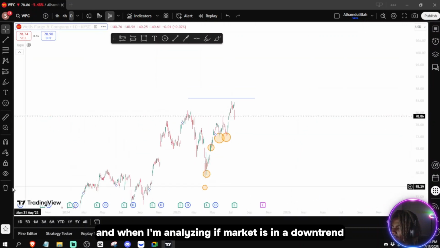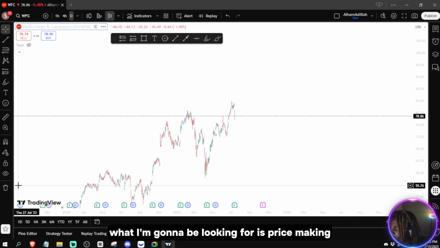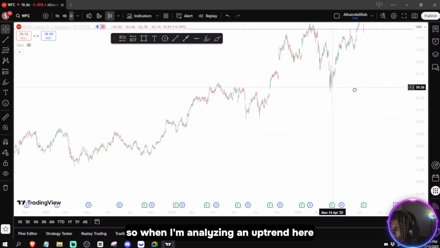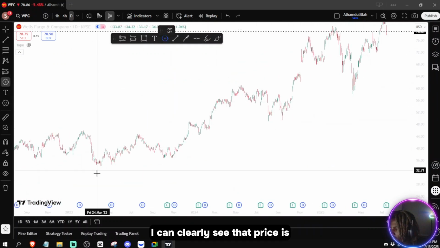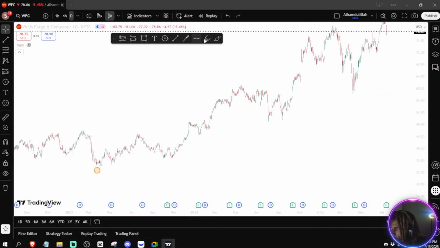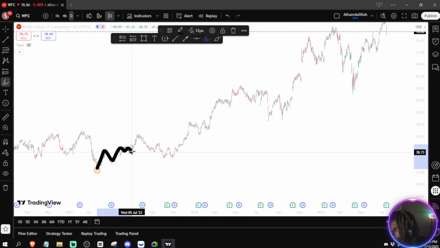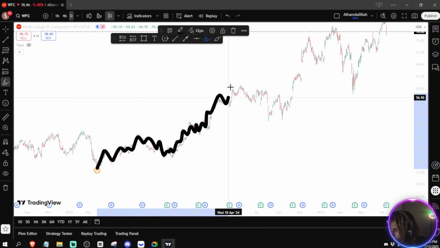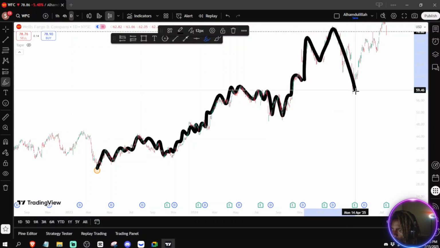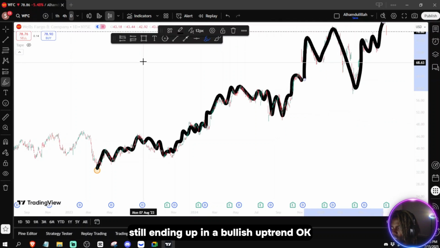When I'm analyzing if the market is in a downtrend, what I'm going to be looking for is price making lower highs. So when I'm analyzing an uptrend here, I can clearly see that price is heading in an upwards direction. We had some heavy sweeps there, but overall, still ending up in a bullish uptrend.